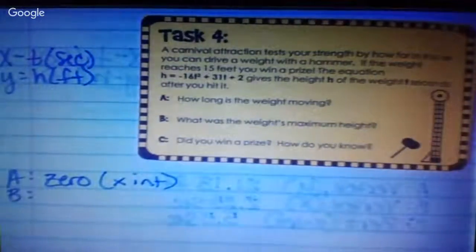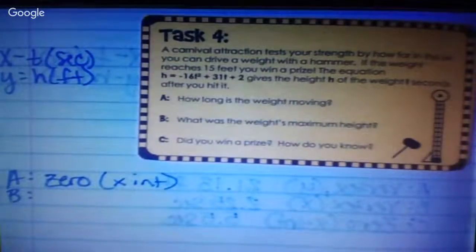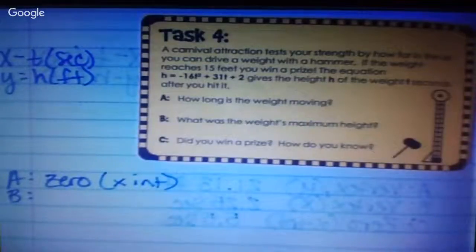Talk about it this way, Jackie. Your weight goes up in the air and back down. So it's moving. It stops here when it hits the ground again. So you're looking for a 0. But it says how long is the weight moving? I'm looking for the X part when it's on the ground. The ground is your height. So if it's not moving, my height is 0, which means I'm on the X axis.